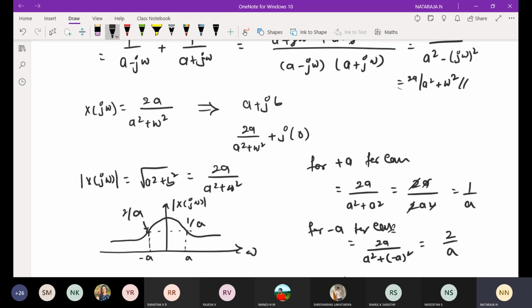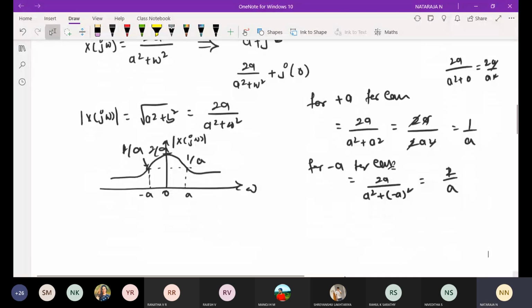No, you will get 1 by a only, right? What will you get, 1 by a or 2 by a? This will be 1 by a, and this magnitude will be at 0. If I substitute 0, you will get 2 by a. Both are the same, a and minus a are 1 by a only. If I substitute 0, that will be 2a by a square plus 0, that is 2a by a square, a gets cancelled, and you get 2 by a at the peak.